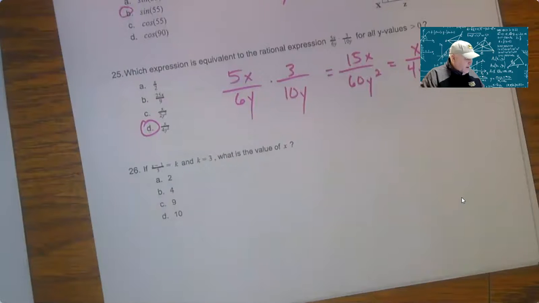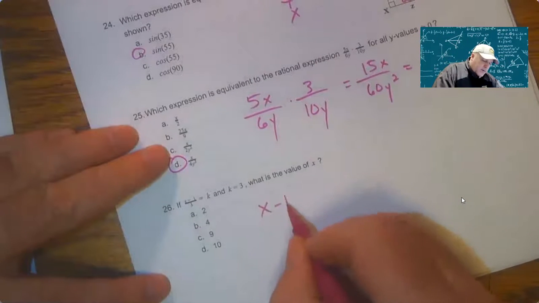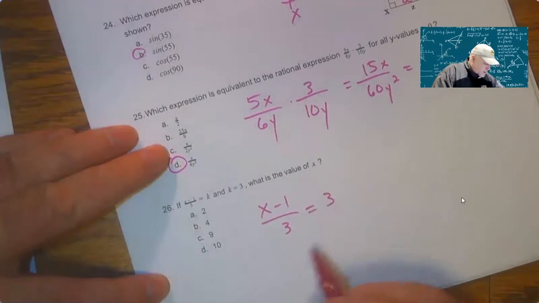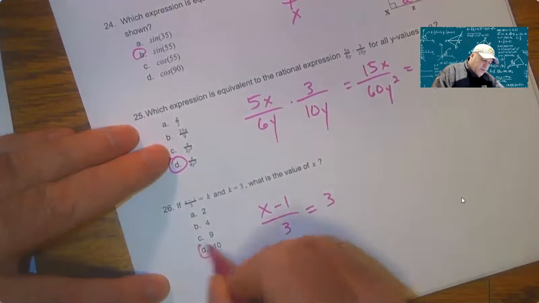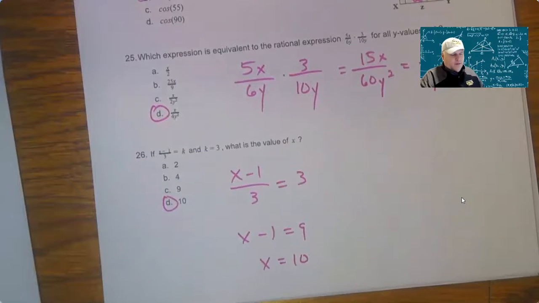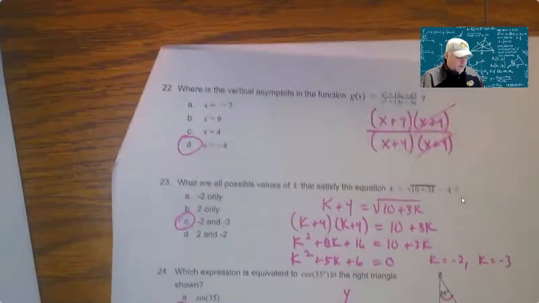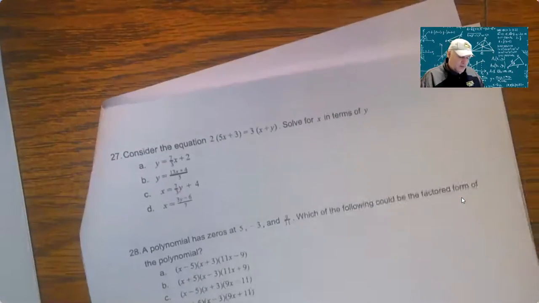What is the value of x? So we have x minus 1 over 3 equals 3. x minus 1 equals 9. Add 1 and you get 10. So some pretty simple ones on this also. We're trying to balance out the problems. Yeah, just a couple more pages.